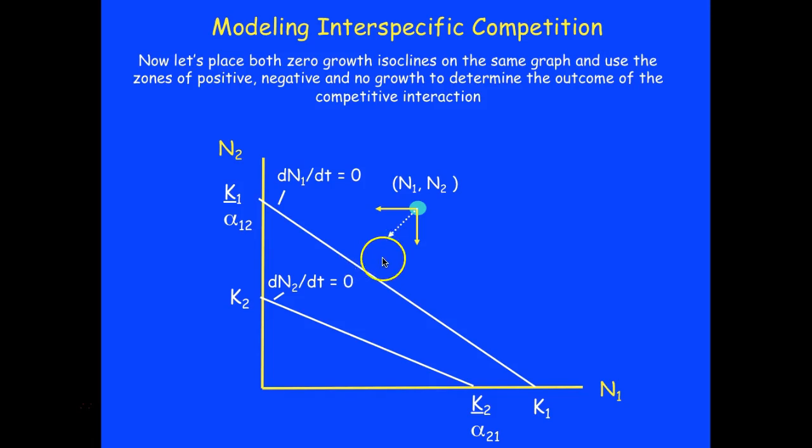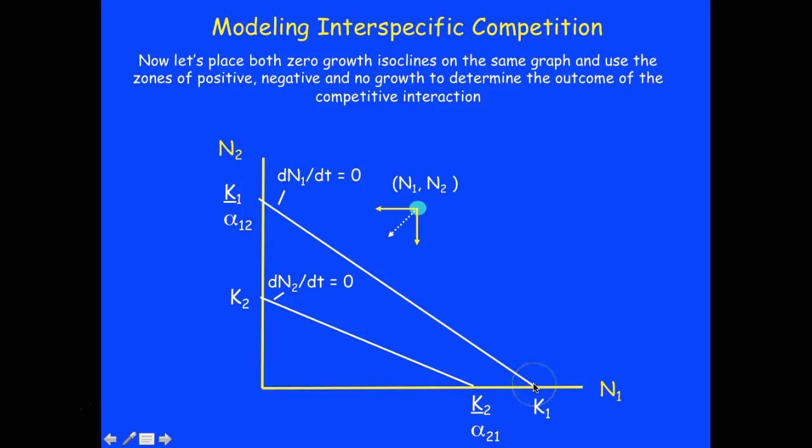So what happens is the population of species 2 starts to decrease because we're above the no-growth isocline, and as it's decreasing, that means that it's freeing up resources and population 1 can grow. So as the population of species 2 is decreasing, that frees up resources for the population of species 1 to start growing. So species 1 is going to grow along this no-growth isocline until it hits its carrying capacity.